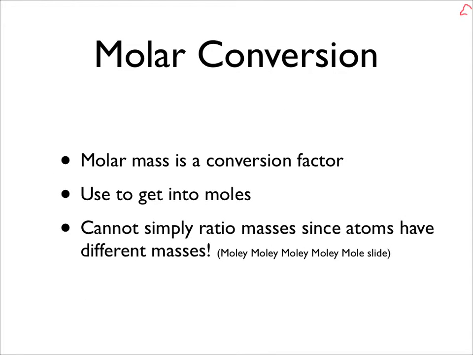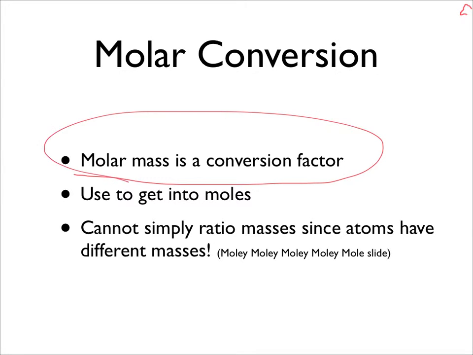Now, what is the utility of the molar mass? The molar mass is going to be used as a conversion factor. Just like all the other conversion factors we learned in Chapter 1, it is used to get into moles. We have to get into moles because we cannot simply ratio the masses, because atoms have different masses. Remember the moly slide? So molar mass is our conversion factor. It's a conversion factor that you have to make each time. It's not one that you can just memorize, with all the conversion factors possible, and apply the one you want. This is something you make.